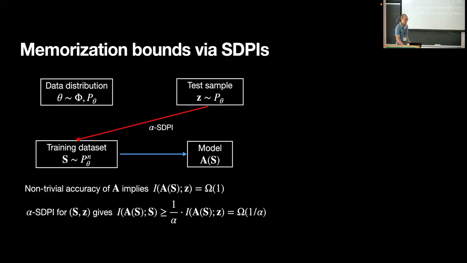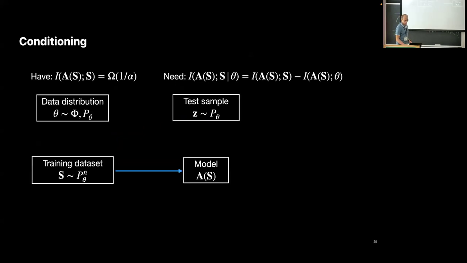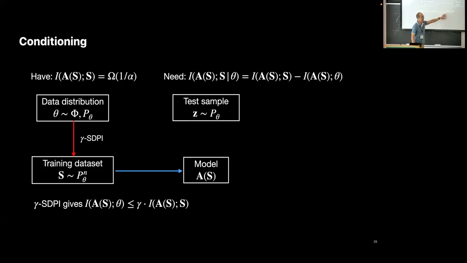It almost seems like we're done, except that this measure includes all the information, including information about the parameter. So we need to do the conditioning step, or removal of the information about the parameter. And very nicely, this can be done using another SDPI. We'll now look at this pair of random variables. If this processing step from the parameter to a data set generated from this parameter itself loses information, for example, it satisfies gamma SDPI, then the information that the model has about the parameter is a gamma fraction of the overall information it has. We can remove that gamma fraction.